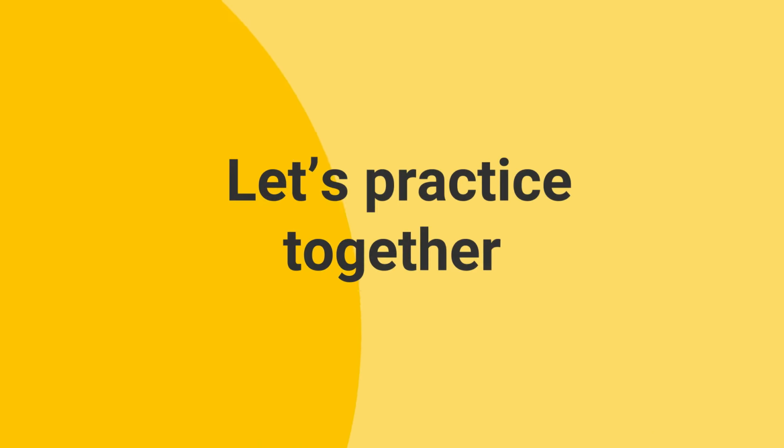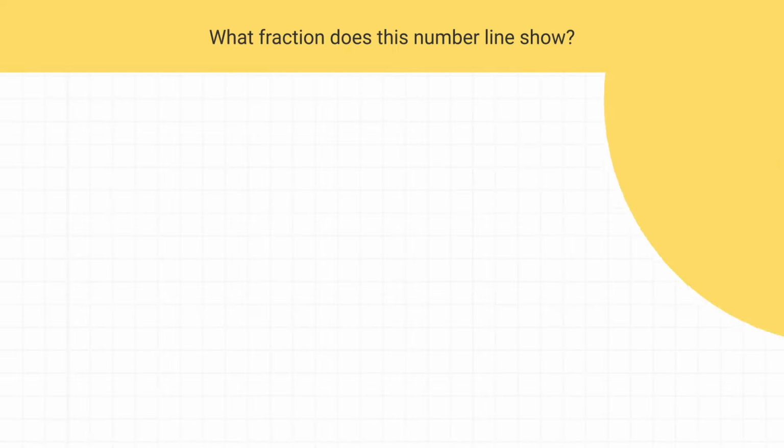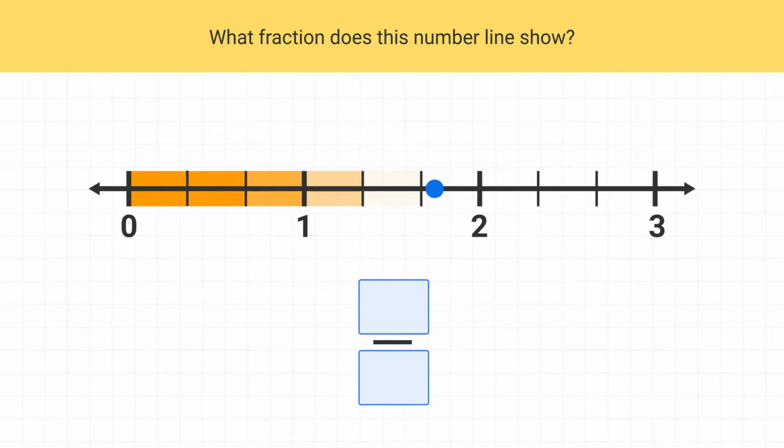Let's practice one of these together now. Let's identify what fraction this number line shows. Well, the first thing we want to do is identify what fraction each piece of the number line represents. So what fraction is this dash? Well, we can see that each whole number, for example, between 0 and 1, has been split up into 3 pieces. Therefore, each dash is 1/3.